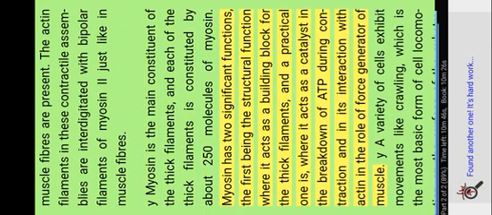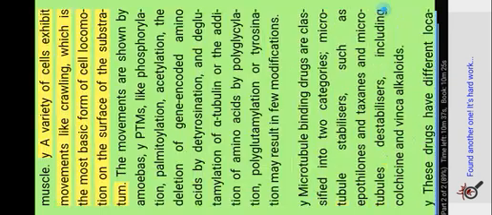Myosin has 2 significant functions. The first is the structural function, where it acts as a building block for the thick filaments, and the second is a practical one, where it acts as a catalyst in the breakdown of ATP during contraction and, in its interaction with actin, acts as the force generator of muscle. A variety of cells exhibit movements like crawling, which is the most basic form of cell locomotion on the surface of the substratum.